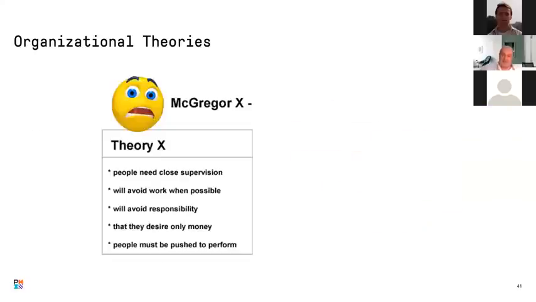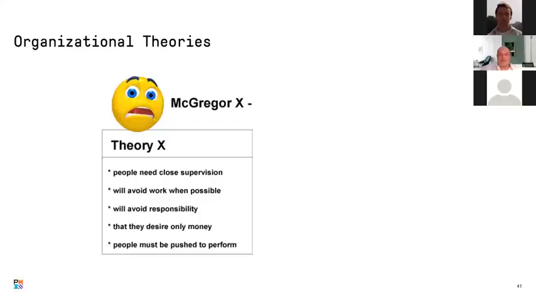Some of the organizational theories that we are going to talk about are McGregor's, and these were in the 50s of last century, and he has theory X and theory Y, as part of the organizational theories. So theory X, what does it say? It says that people need close supervision. People will avoid work when possible, and they will avoid responsibility. They will desire only money, and people must be pushed to perform. So this is what theory X is saying.